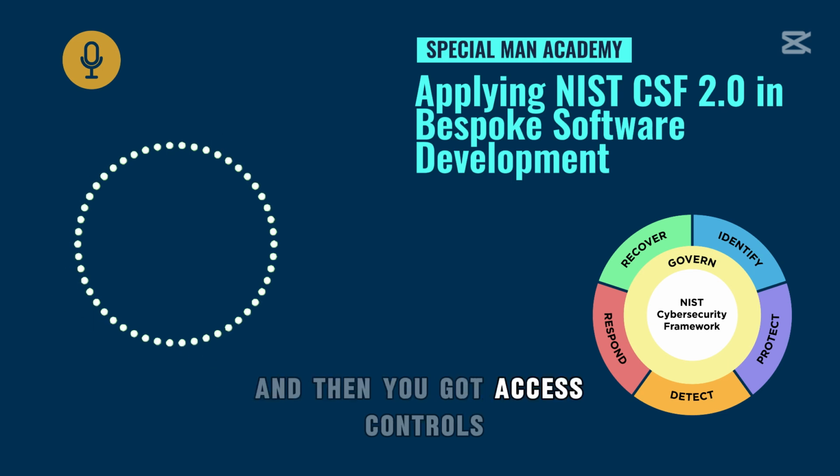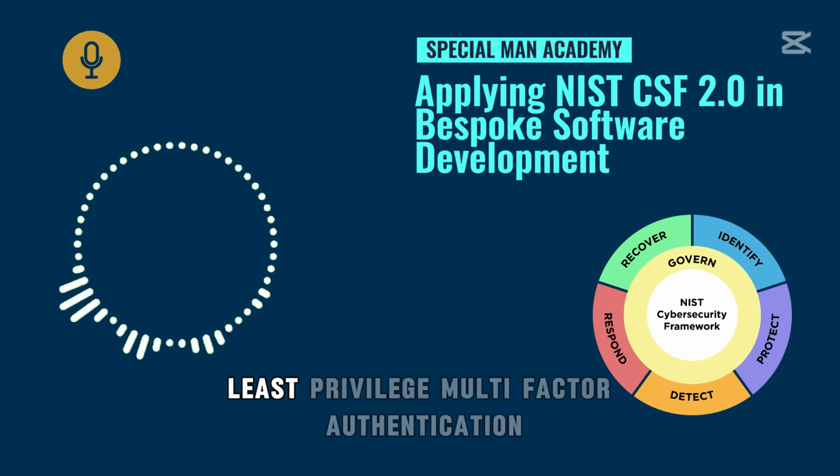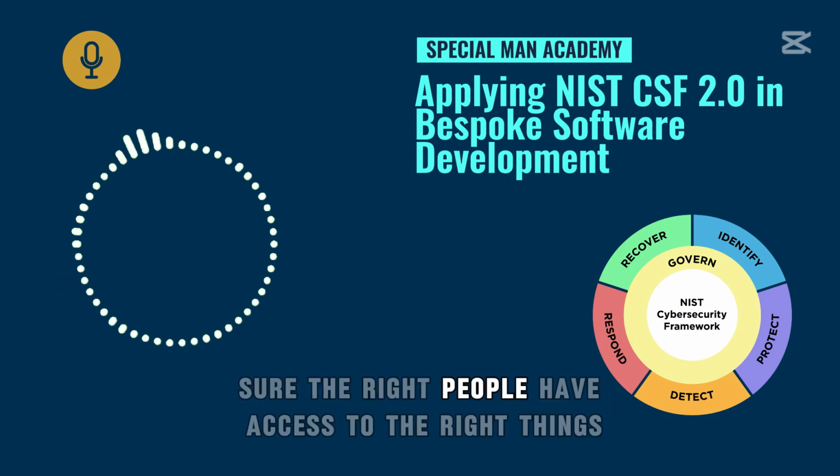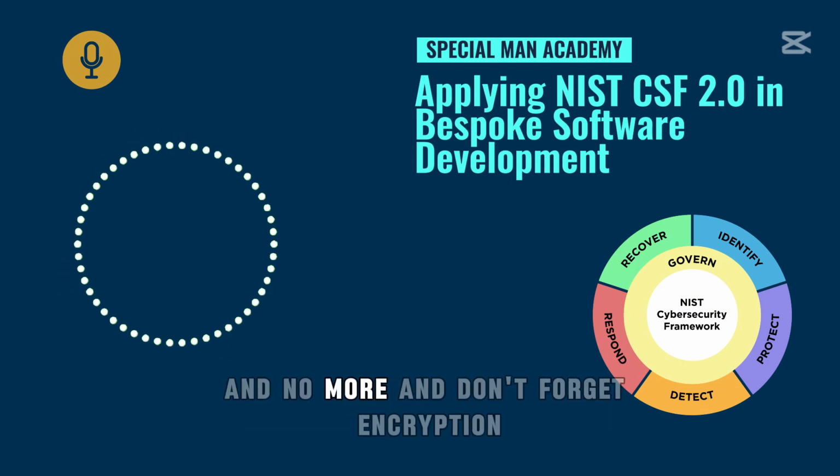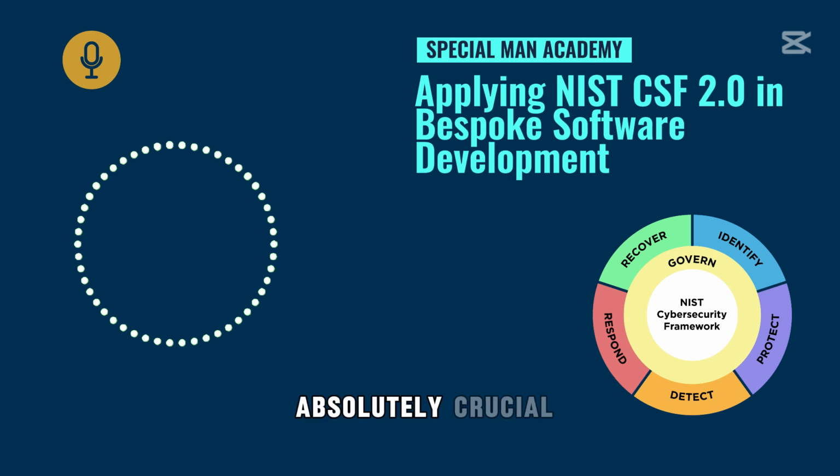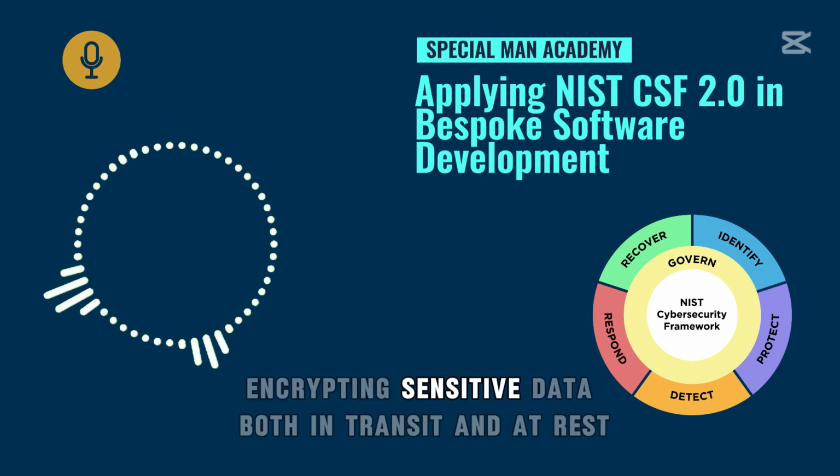And then you've got access controls. Role-based access control, least privilege, multi-factor authentication. Yeah, making sure the right people have access to the right things and no more. And don't forget encryption. Absolutely crucial. Encrypting sensitive data both in transit and at rest.